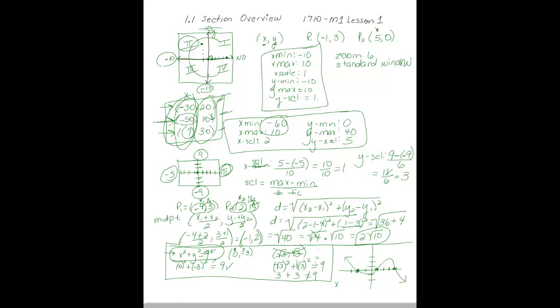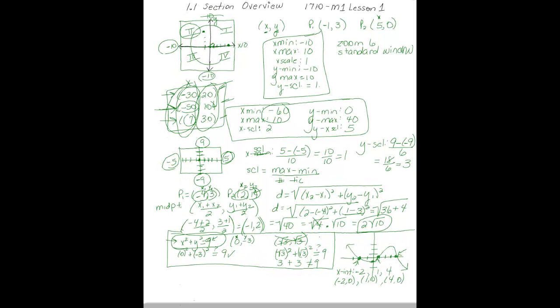The x-intercepts would be the x values negative 2, 1, and 4. They can be written as ordered pairs also, because all the y values will be 0 for each of these. And of course it only has one y-intercept, that's where it crosses the y-axis, and this one crosses at negative 1.